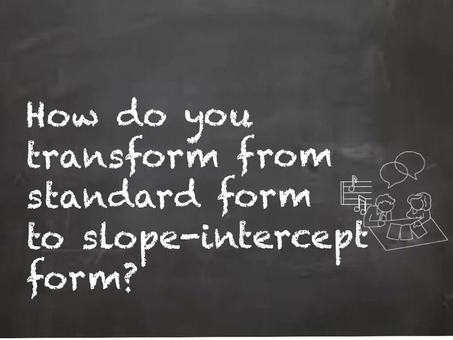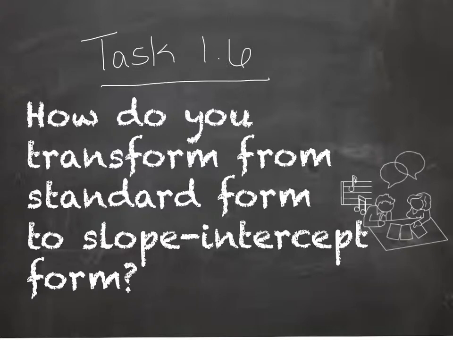How do you transform from standard form to slope-intercept form? This is a video for task 1.6, so make sure that this goes at the top of your paper of notes, and then this video title would be on the left-hand side column. And just a reminder, slope-intercept form is y equals mx plus b.